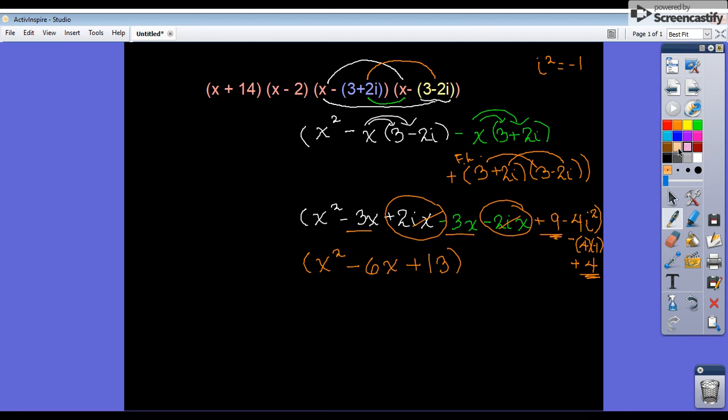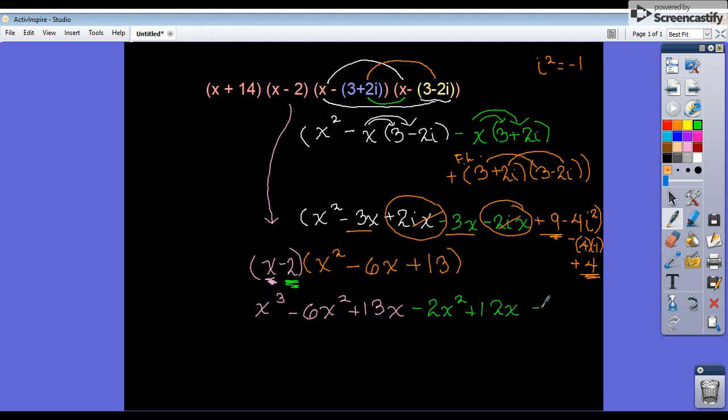And then from there, I'm going to bring down the parentheses I haven't used at all and distribute. So to distribute, I'm going to multiply everything in the first parentheses by everything in the second parentheses. So if I multiply everything times x to the second parentheses, I'll get x to the third power minus 6x squared plus 13x. And if I multiply everything in the second parentheses by negative 2, I'll get negative 2x squared plus 12x minus 26. And again, I'm going to combine my like terms.